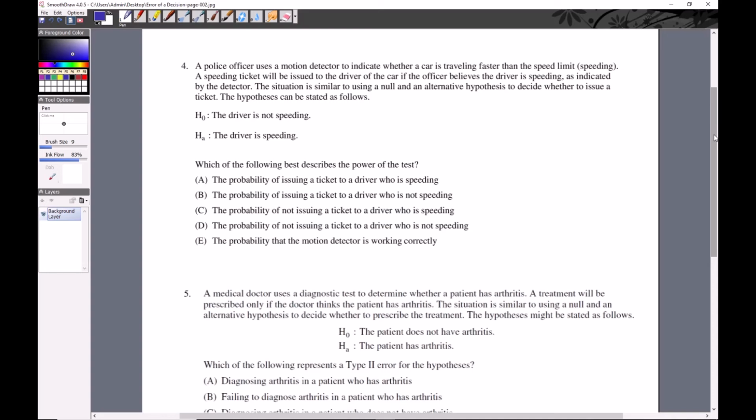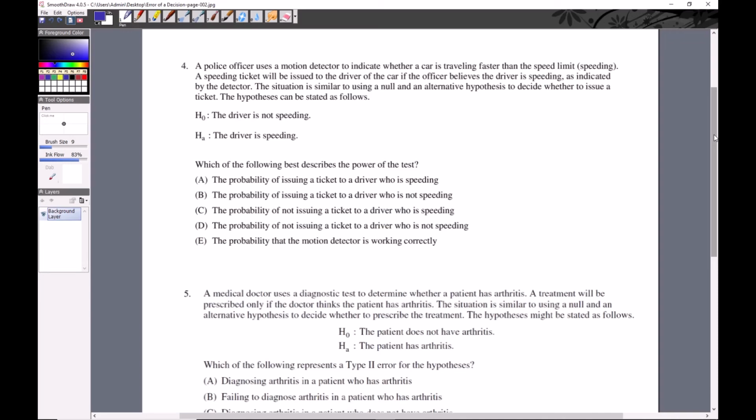All right, so a police officer uses a motion detector to indicate whether a car is traveling faster than the speed limit. A speeding ticket will be issued to the driver of the car if the officer believes the driver is speeding, as indicated by the detector. The situation is similar to using a null and alternative hypothesis to decide whether to issue a ticket. Hypotheses can be stated as follows. H0: the driver's not speeding. HA: the driver is speeding.